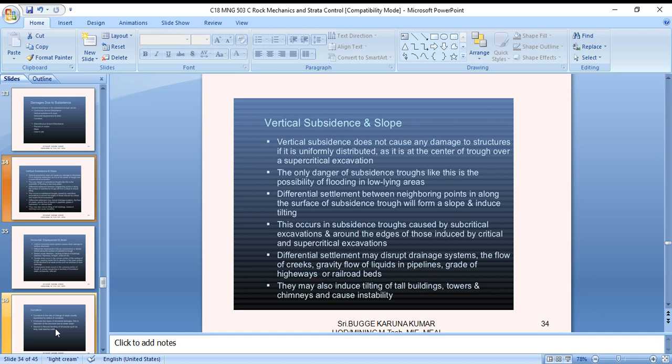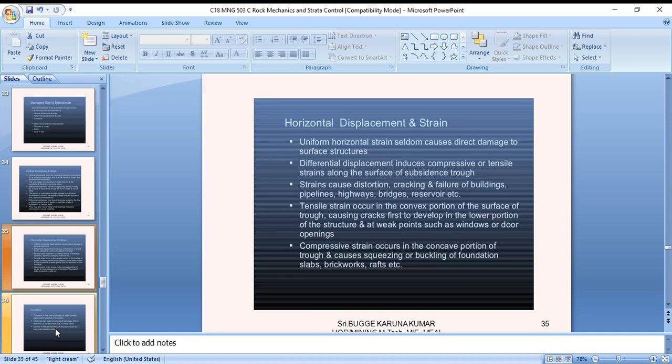This occurs in subsidence troughs caused by subcritical excavation and around the edges of those induced by critical and supercritical excavation. Differential settlement may disrupt drainage systems, the flow of canals, gravity flow of liquid in a pipeline, and the grade of highway or railroad beds. They may also induce tilt of tall buildings, towers and chimneys and cause instability.